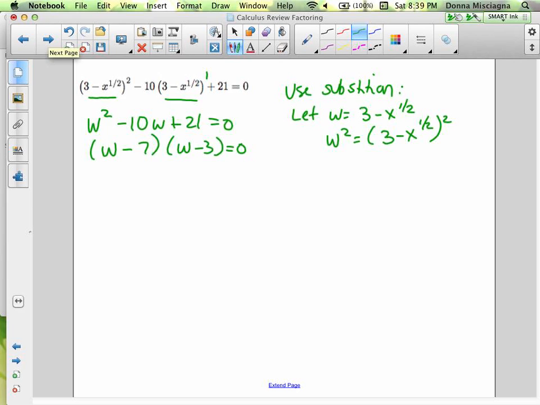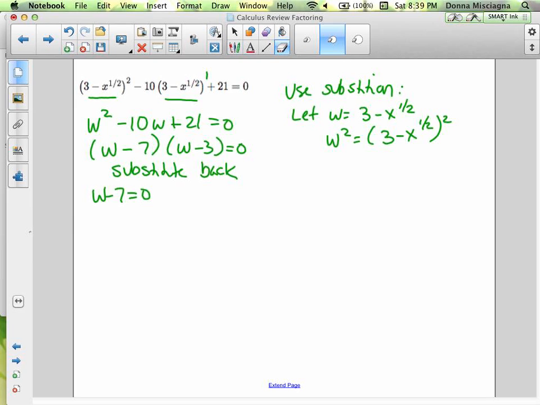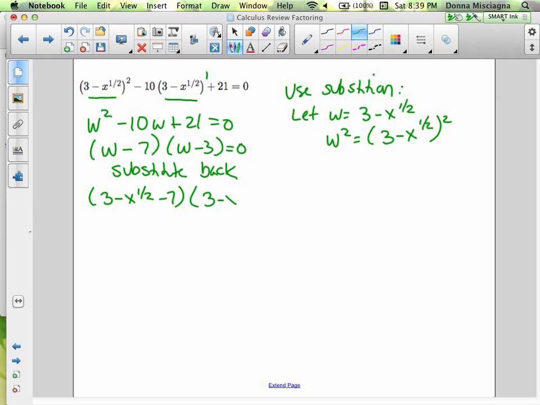All right, let's substitute back. So we have (3 minus x to the 1/2 minus 7) times (3 minus x to the 1/2 minus 3) equals 0, because this is what w is. That's just w equals 0. Well, we should simplify that.